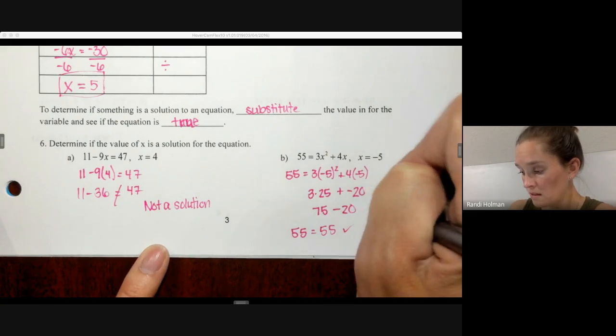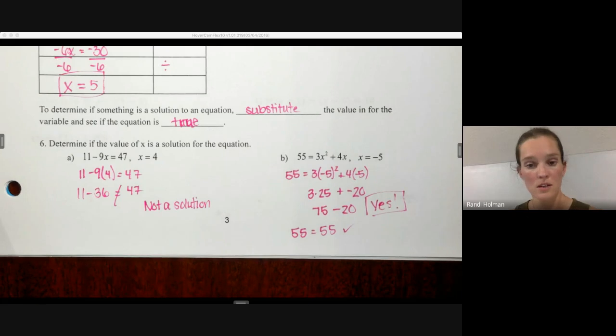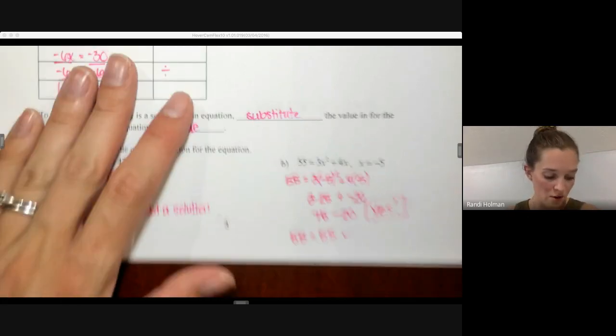So yes, negative 5 is a solution to this equation. When we plug it in, it works for the value of our variable.